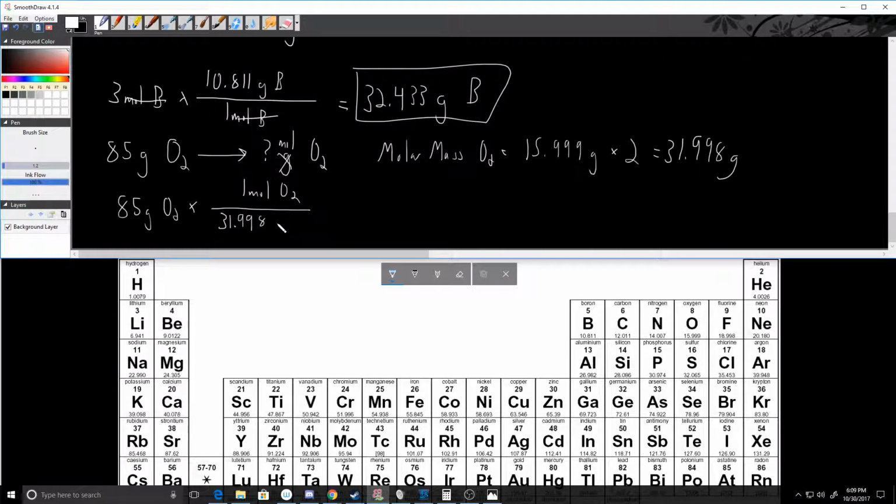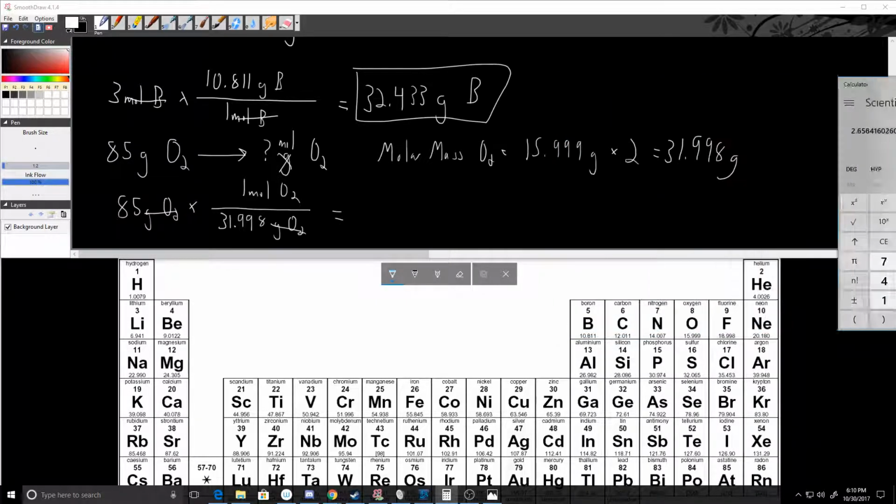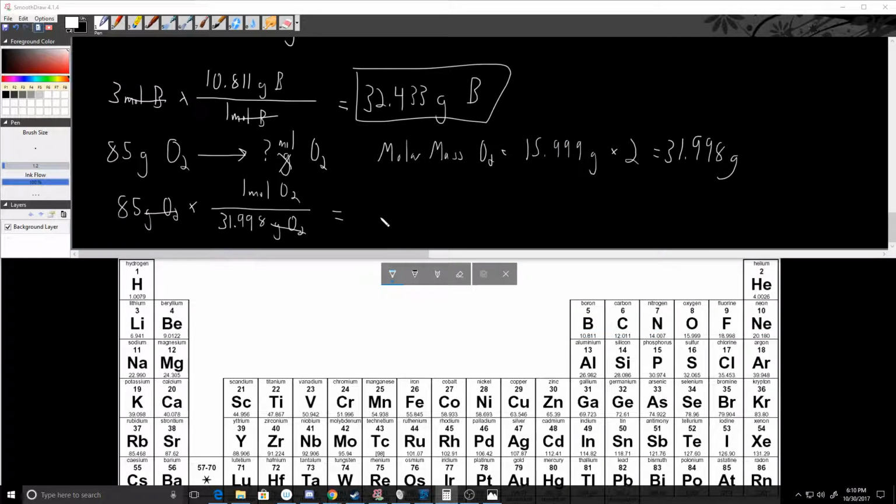31.998 grams of O2. Make sure I'm doing that right. Grams of O2 on top, grams of O2 on the bottom. So really what I have is 85 times 1 divided by 31.998, or 85 divided by 31.998. Bring this over. 85 divided by 31.998. Looks like we're working with 2.6, let's call that 2.66 moles of O2.